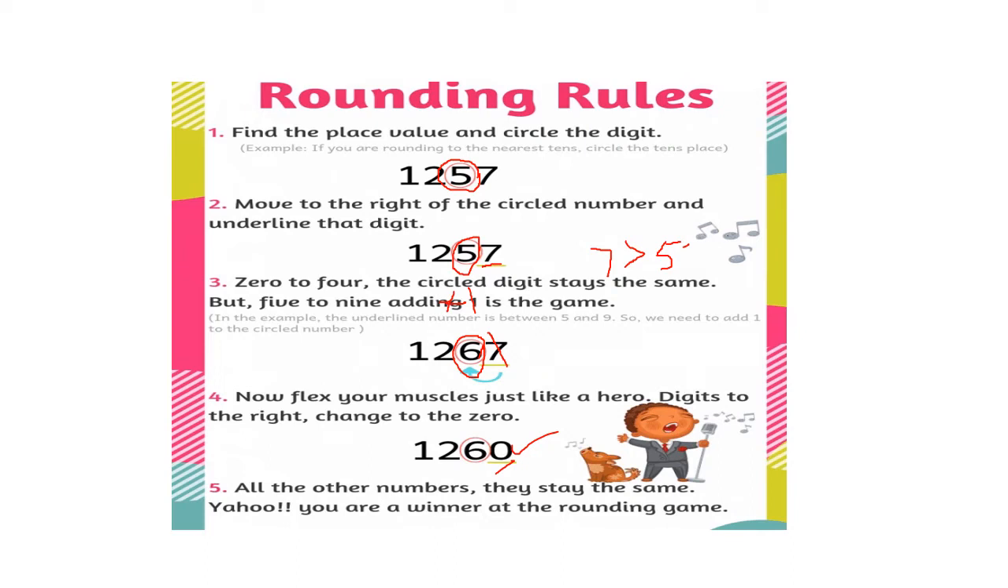You have rounded off tens place. Now you have to make the rest of the digits 0. So your rounded number is 1260.